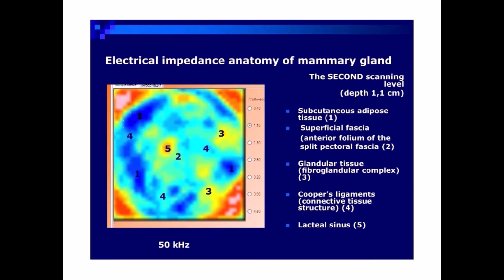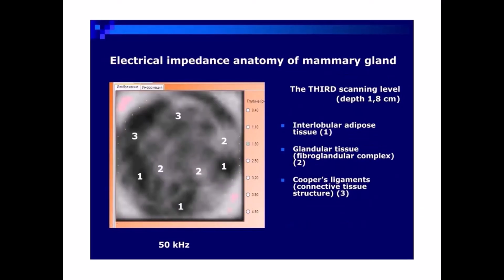50 kHz. Electrical impedance anatomy of the mammary gland. The third scanning level, depth 1.8 cm. Interlobular adipose tissue, 1. Glandular tissue, fibroglandular complex, 2. Cooper's ligaments, connective tissue structure, 3.